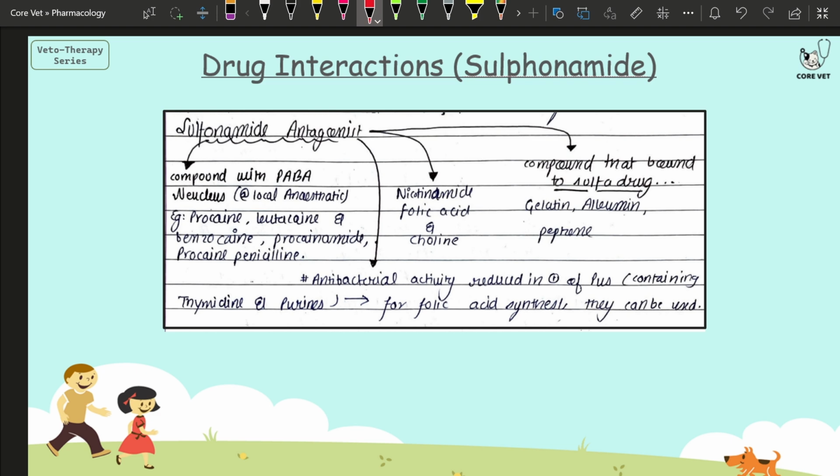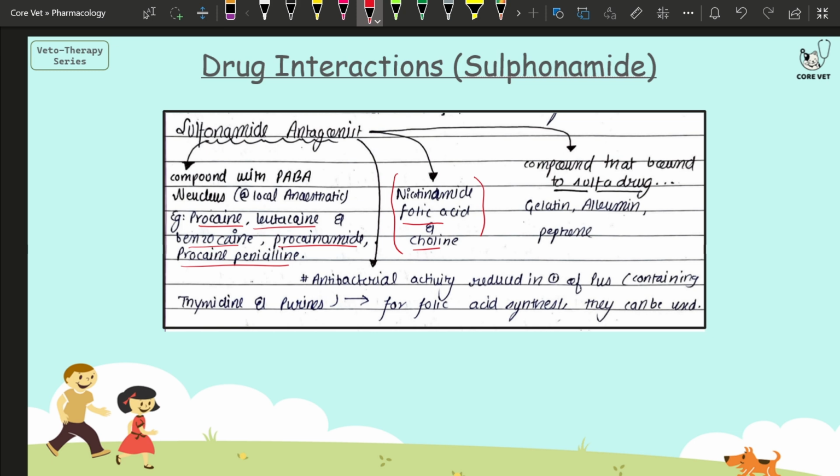This means PABA, para-aminobenzoic acid, is an inherent structural component of certain drugs, like procaine, butacaine, benzocaine, procainamide, and procaine penicillin. All of them contain what? The PABA nucleus. So we should not prescribe sulfonamide drugs along with compounds having the PABA nucleus, right? And certain substances like nicotinamide, folic acid and choline shouldn't be given along with the sulfur drug.